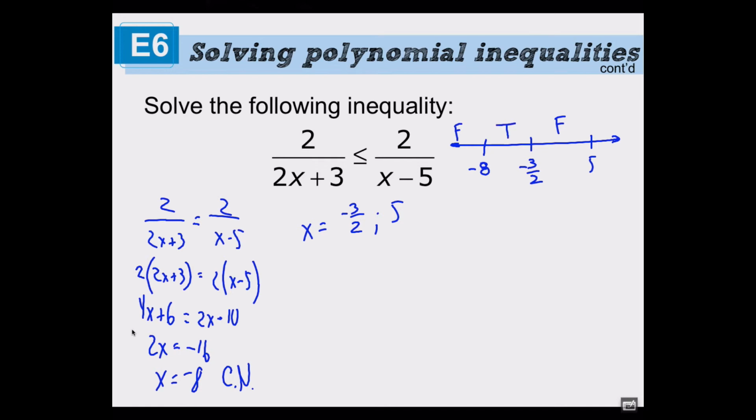Did you actually test it, or are you just saying true because you think it goes false, true, false, true? Actually, false, true, false. Awesome. What would be a good number to put in here? 10. Try 6. Sure, let's get crazy. Let's put 6 in there. Is 2 over 15 less than or equal to 2 over 1? Yes, it's true.